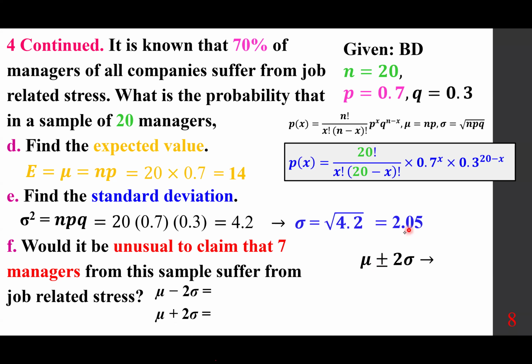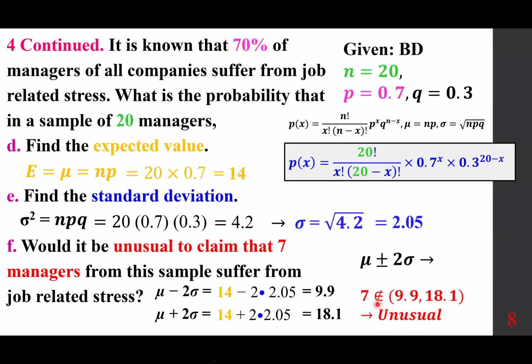And then we multiply this one by 2 and subtract from 14, add to 14. So 14 minus 2 times 2.05 as well as 14 plus 2 times 2.05. Here are the numbers. As far as unusual or usual, the range from 9.9 to 18.1 is usual. Is 7 a part of that? No. 7 is not an element.